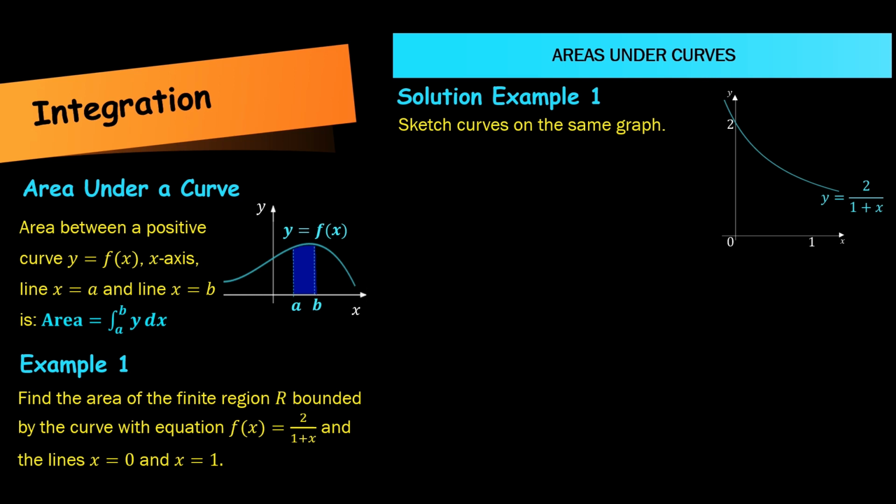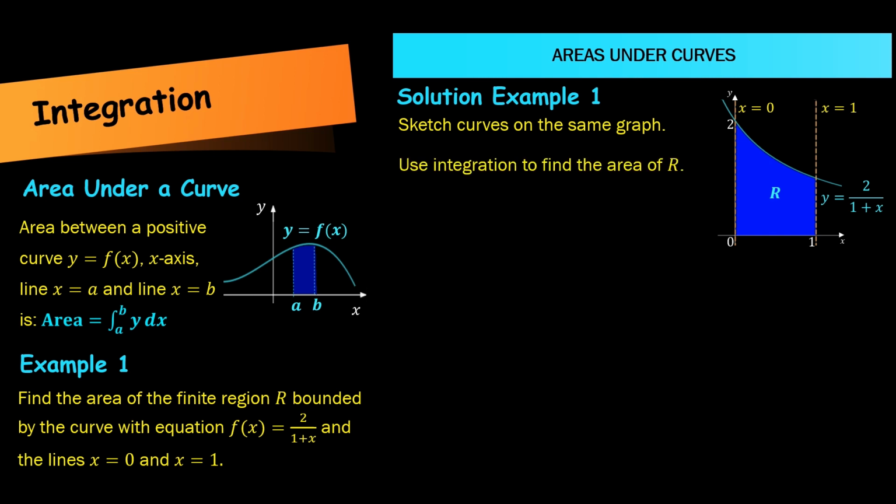So here's the curve y equals 2 over 1 plus x. And here are the lines x equals 0 and x equals 1. Here's the shaded region, R. We're going to use integration to find the area of R. The area equals the integral from 0 to 1 of 2 over 1 plus x dx.